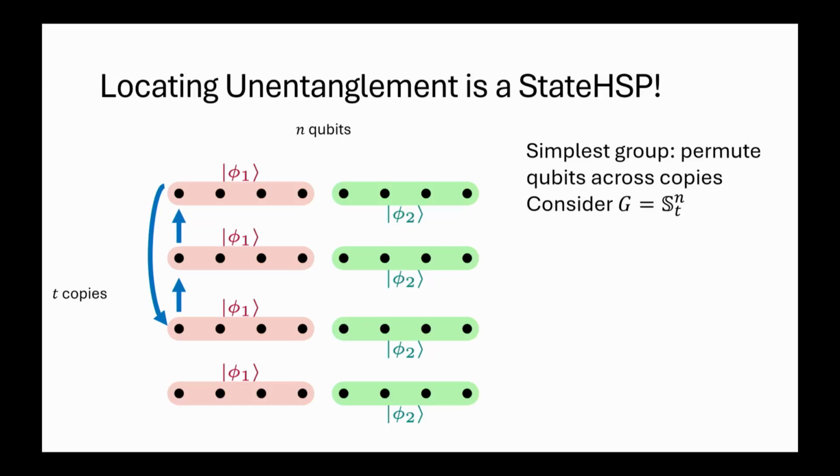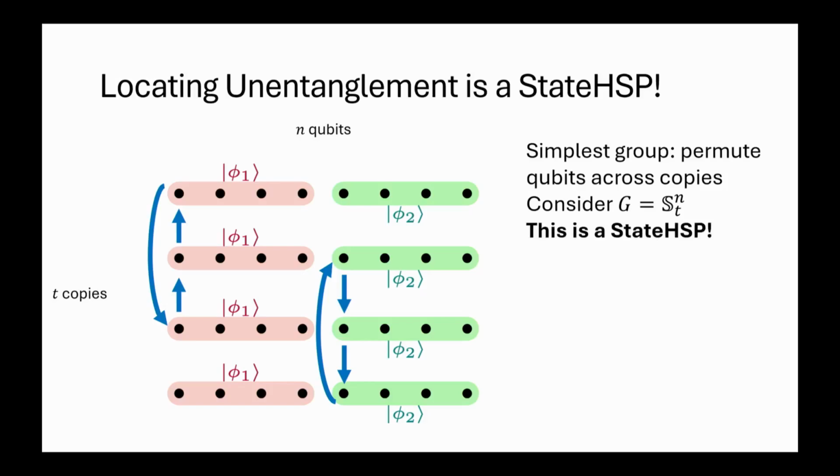One of the simplest group actions you can consider on the state is permuting the qubits of the states independently from one another. So let's consider a group that is S_t to the n. It's a list of n permutations of t elements. And the way it acts is that the ith permutation just permutes the ith qubits of those t copies according to that permutation. So for example, this would be the action of the permutation that cycles the first three elements on qubit 1, and the permutation that cycles the second through the fourth elements on qubit 5, right?